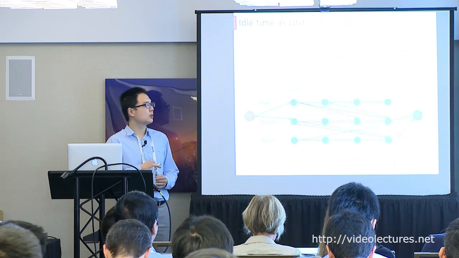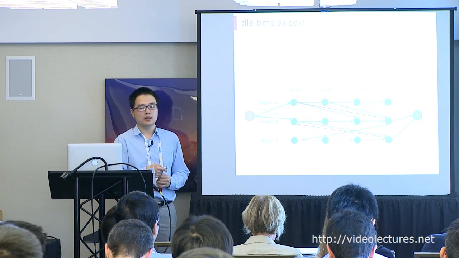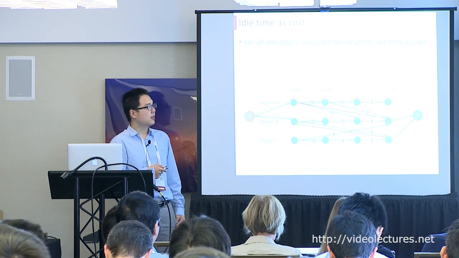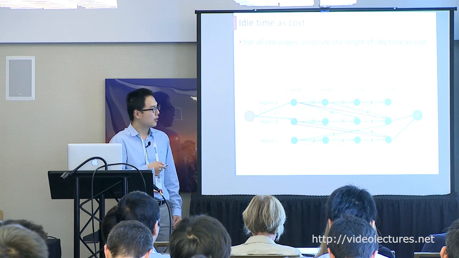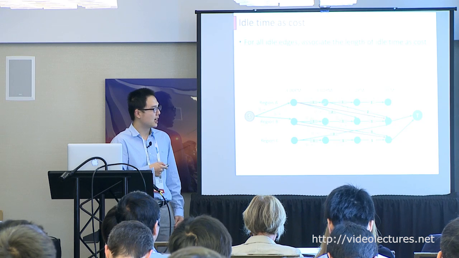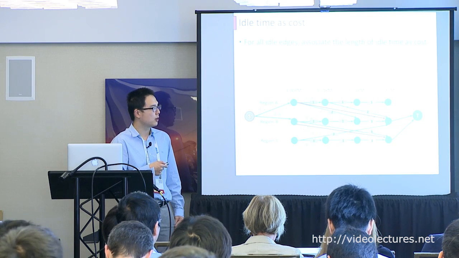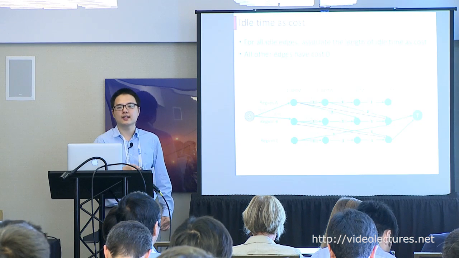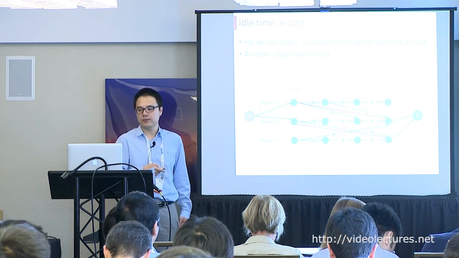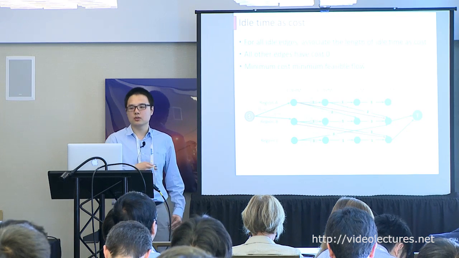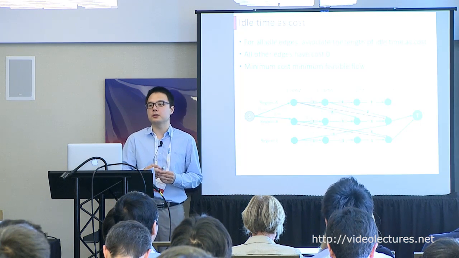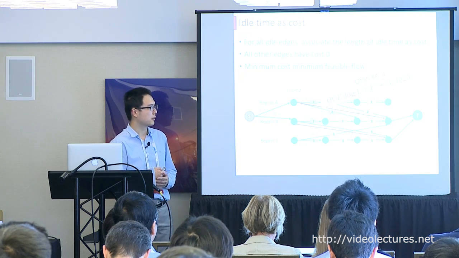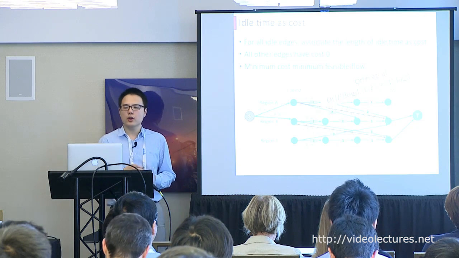Remember, we also want to reduce the idle time. But this turns out to be easy. For all idle edges, we can associate the length of idle time as cost. For example, it takes 1 minute of idle time to stay in region A from 3 p.m. to 3:01 p.m., so the cost of that edge is set to 1. And all the other edges should have costs of 0. Now, with this cost, we need to compute the minimum cost and minimum feasible flow, which again has a good algorithm to solve. But we are not done yet.